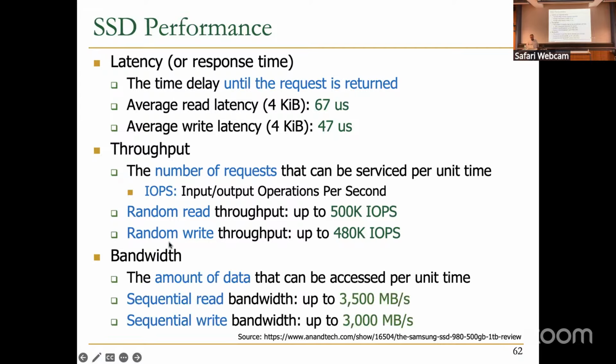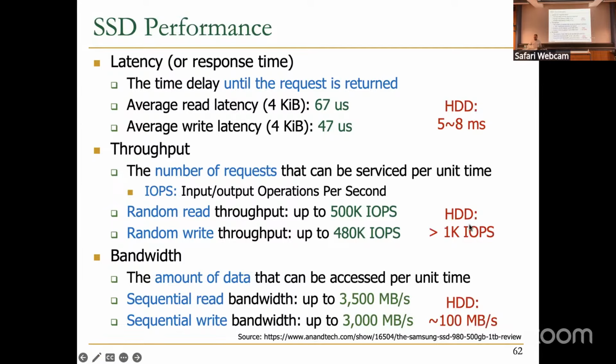We also have another metric, which is bandwidth, the amount of data that can be accessed per unit time. So here we actually care about the exact amount of data, like how many bytes. That's used for reporting the bandwidth for sequential read and write. When you have a sequential read, meaning that you want to read several pages, that you have a large request, then you can use this metric to judge the bandwidth of the SSD. They usually report it in megabytes per second or gigabytes per second, for example. Okay, makes sense?